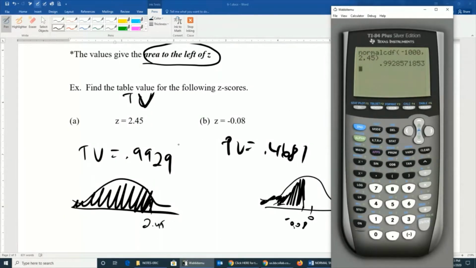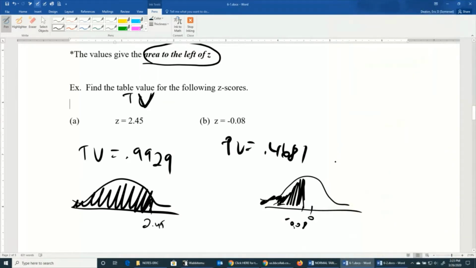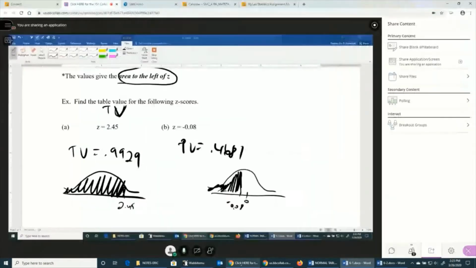You'll see the 0.2292. It's the same thing with the negative 0.08. Second vars 2, goes forever to the left, negative 1000, comma, and then it comes to negative 0.08. Close it, hit enter, and you'll see the 0.4681. See that? However, I'm going to show you an even better way.